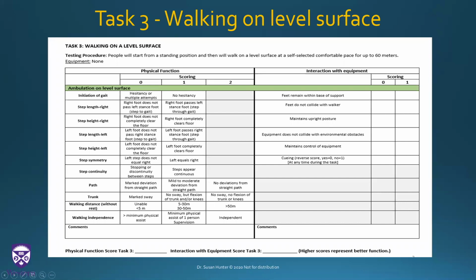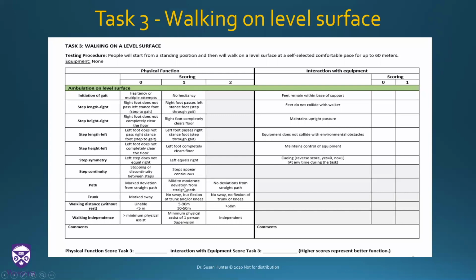But in terms of the observational gait assessment, we're looking at initiation of gait. So are they able to do it no problem, no hesitancy, we're not seeing Parkinsonian-like features, or is there hesitancy or multiple attempts that are required? We look at step length on the right side as well as the left side, and we're looking for symmetry, as well as step height and how well does a person's foot clear the floor, or do they shuffle and they don't have very good floor clearance. Again, if the behavior that we're seeing in the gait assessment is present, then higher marks indicate better function.